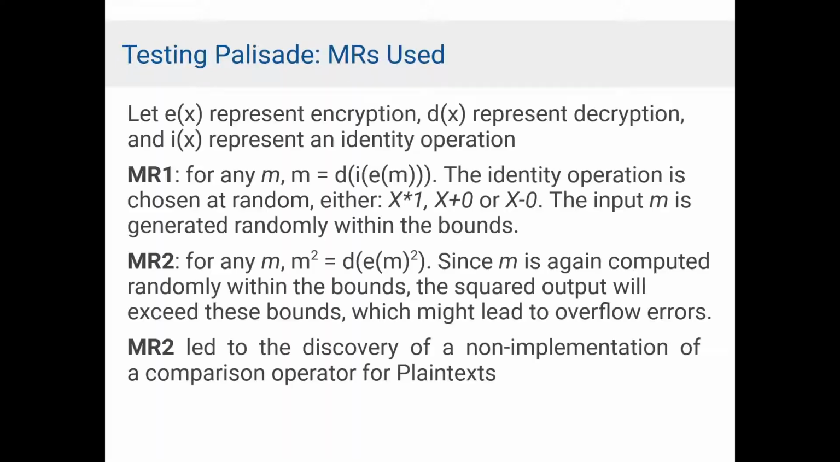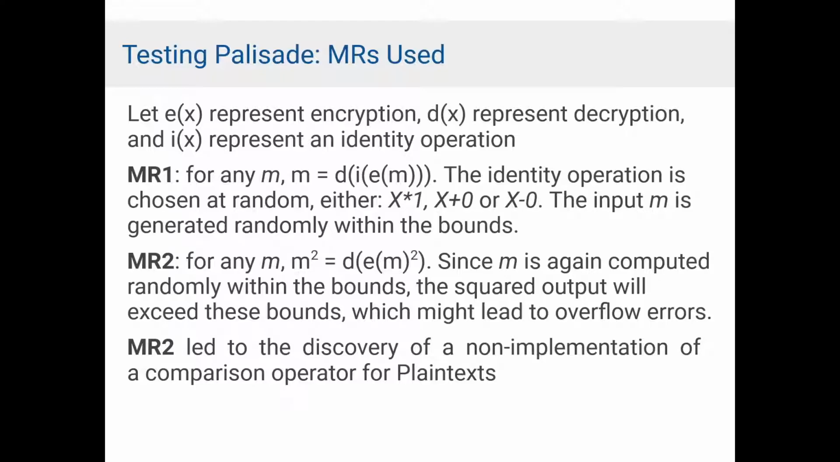So, what metamorphic relations did we end up using? First of all, we started with the rather obvious encrypt-decrypt test, but we added an identity operation. So that was randomly picked for each execution as being either one of x times 1, x plus 0, or x minus 0. Additionally, we always generated the input m randomly within the bounds given by Palisade.